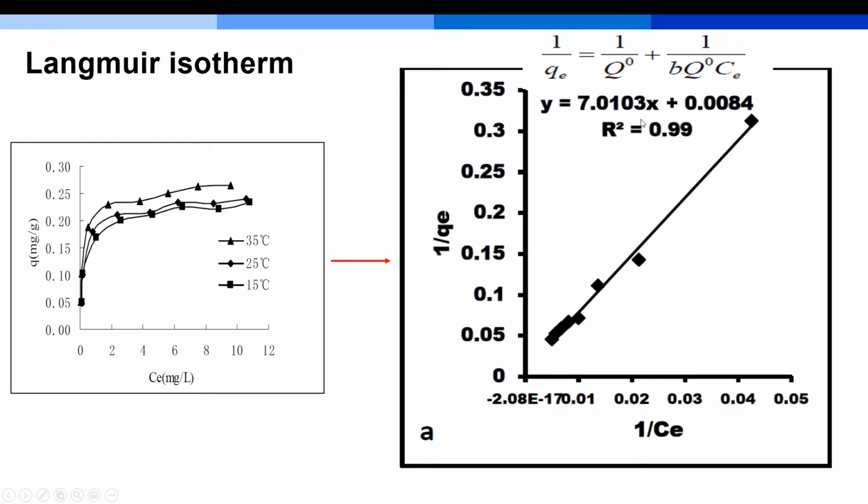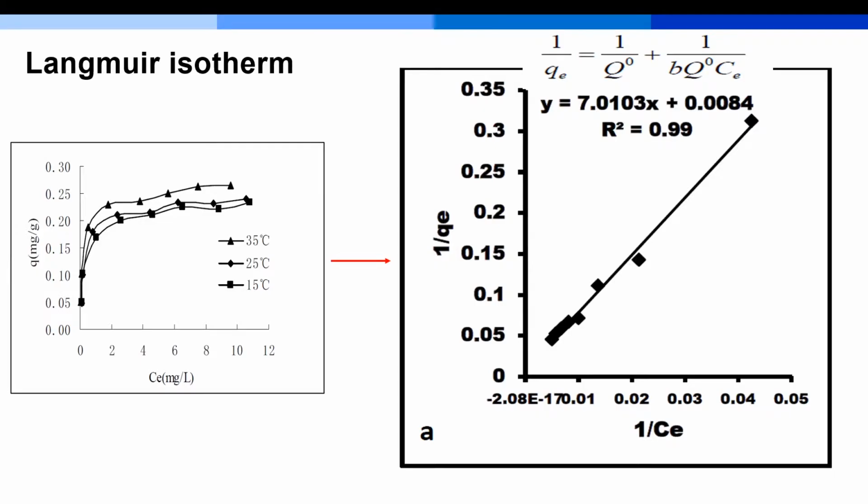So up in this equation, we have our 1 over QE, which is again our y term. We have 1 over Q, which would be our intercept. 1 over CE is our x term, and 1 over BQ is just the value in front of the x. So as for the variables B and Q, Q is the monolayer adsorption capacity, while B is a constant related to the free energy of adsorption.